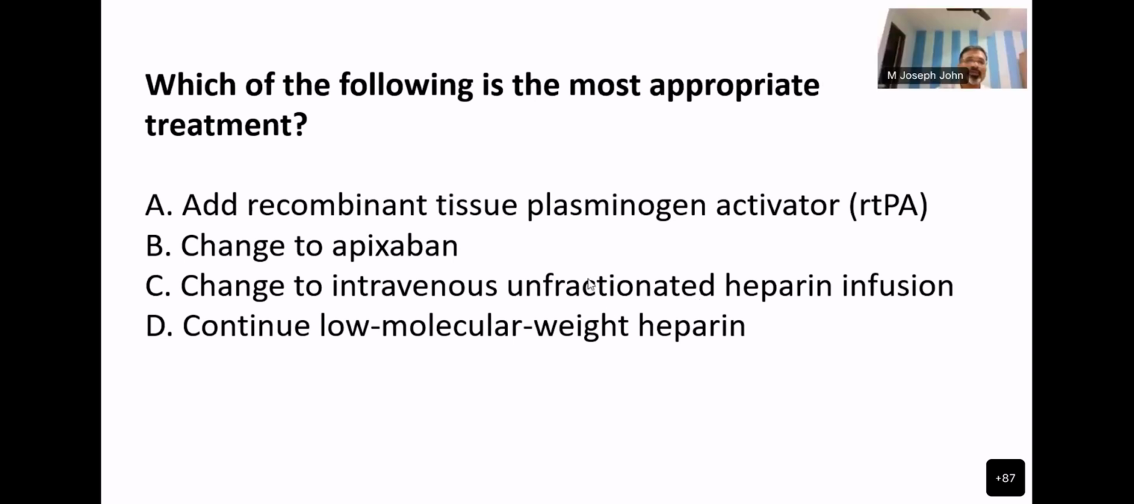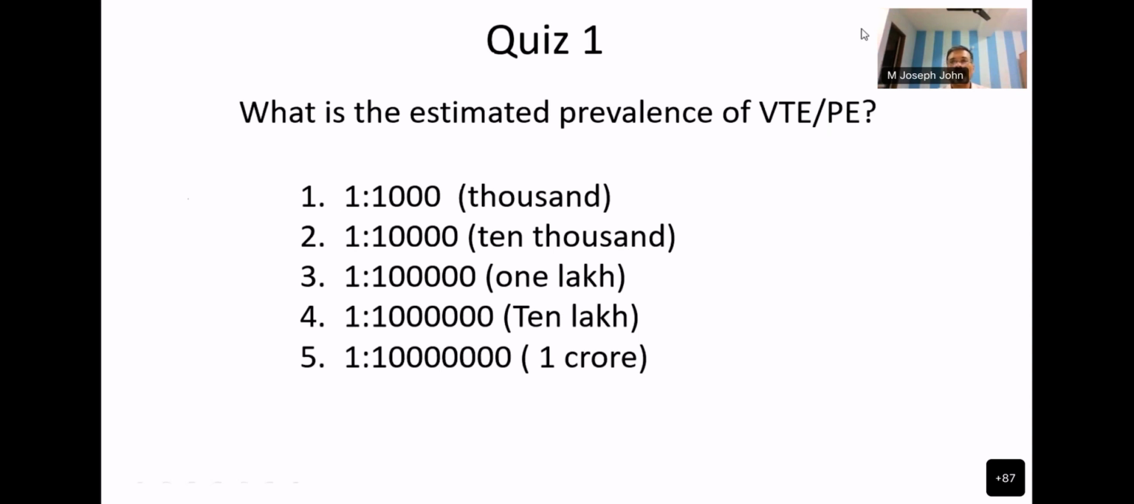Okay, no problem. The answer is adding recombinant tissue plasminogen activator at this point, which would be the best option, because you need to thrombolyze this clot which is sitting at the bifurcation, because of which the cardiac output is poor.